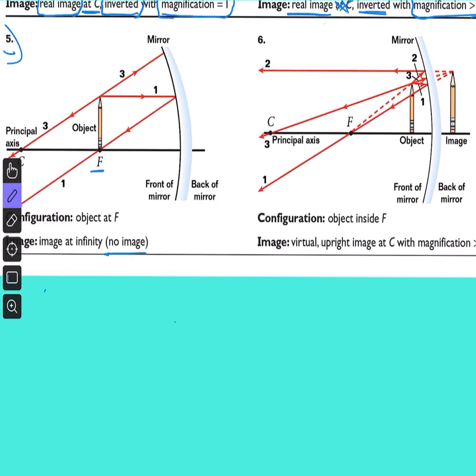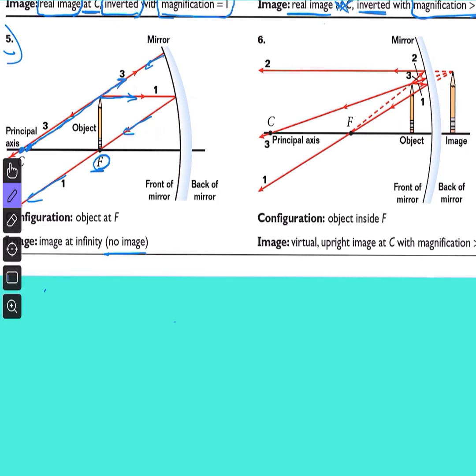Look, if you remember what we said, when you send the light straight to the mirror, it must reflect back through the focal. Second one, we said when you send it through the focal, but because the object is at the focal, I cannot send the light through the focal. Now I have to think about the center. When I send the light through the center to the mirror, it must reflect back the same way. Hit the mirror and reflect back to the same point.